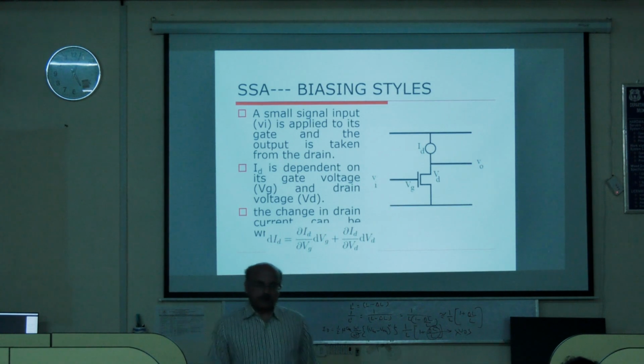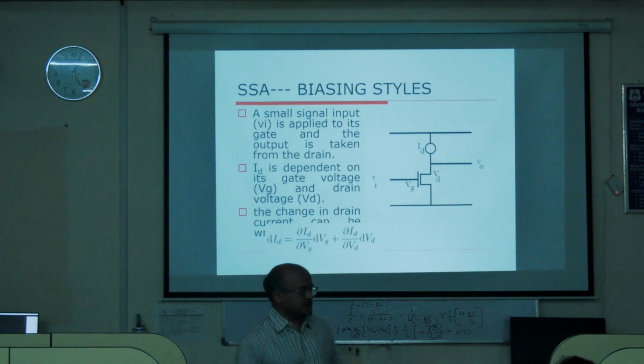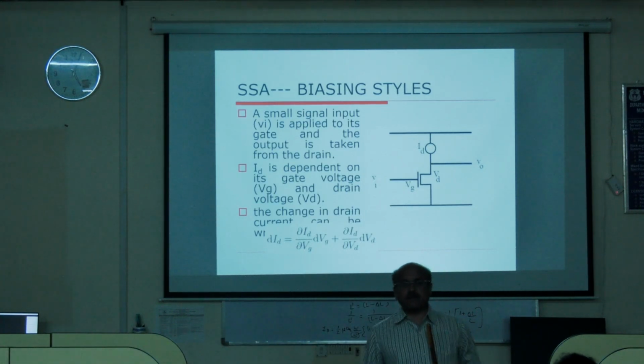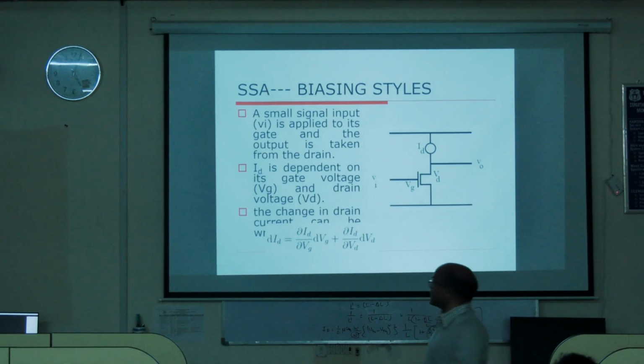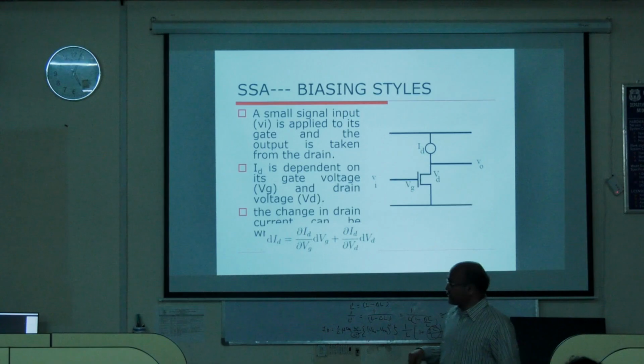So we are now in a position where we have a small signal amplifier, a simple common source amplifier. For the sake of simplicity, we connect an ideal current source. Now, what am I going to do?